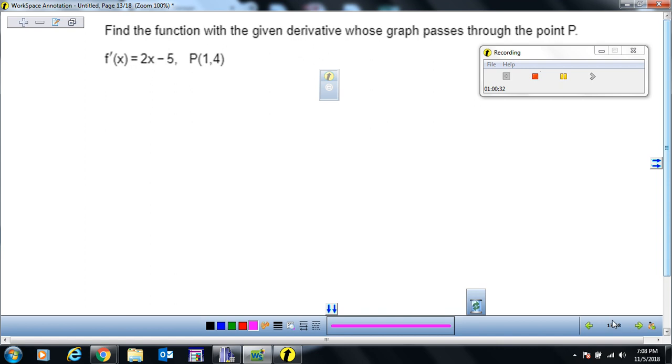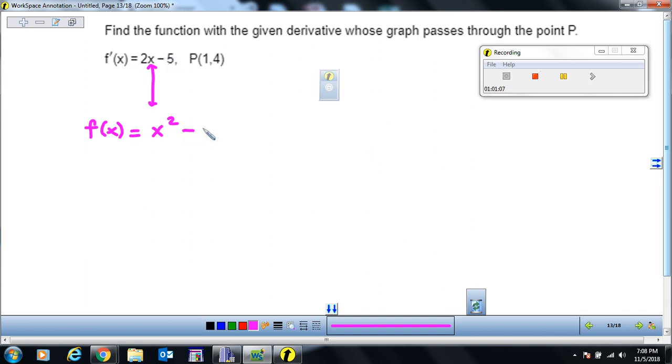Okay, so this one, find the function with the given derivative whose graph passes through the point. Find the original function with this given derivative whose graph passes through that point. Okay, so I need to go backwards, finding what the original of this was, one step before. So if this is 2x, probably this term 2x was x squared at some point. If you do the derivative of this, that's 2x. Makes sense. What could have been the original term for the derivative of it to be minus 5?